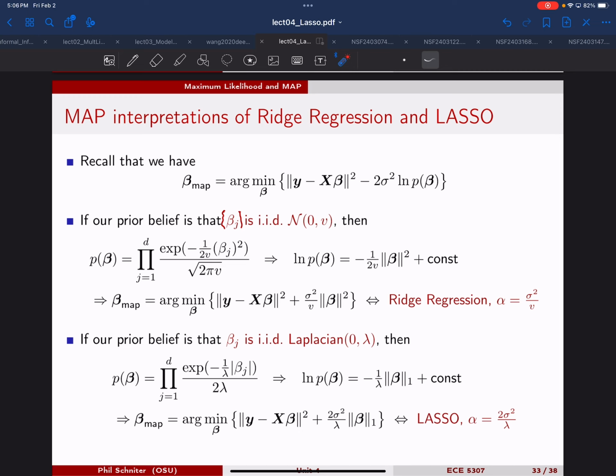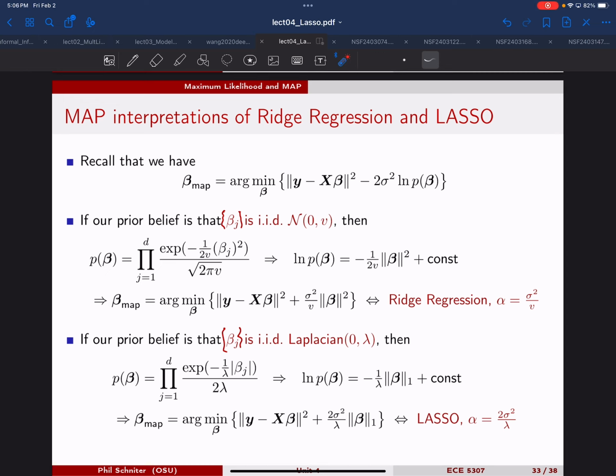The other example is, what if these betas are from a Laplacian distribution? The Laplacian distribution is kind of like a Gaussian, except it's missing the square. It has an absolute value here. And instead of a variance, it has a scale parameter lambda, which determines its width. If you take the log of this, you get a sum of these absolute values, which is the L1 term. You plug this in, and you get the lasso regularization. This is like saying you have a prior belief that the betas are centered at 0, but once in a while they can be quite big. And it turns out that when you do this, you get exactly lasso.